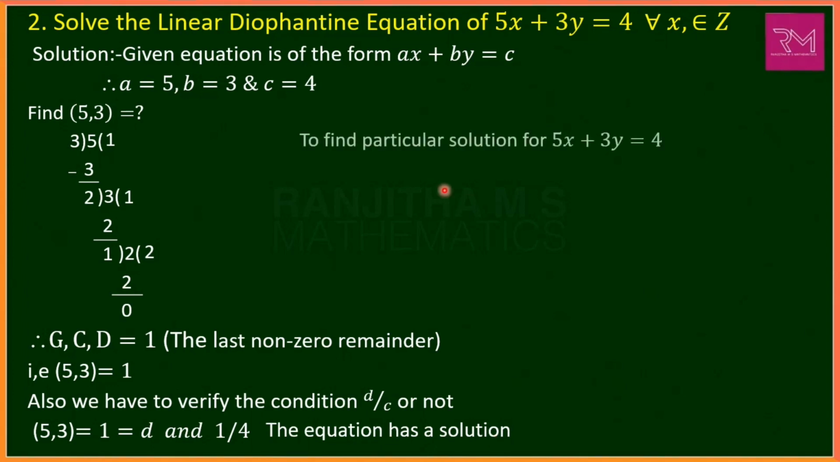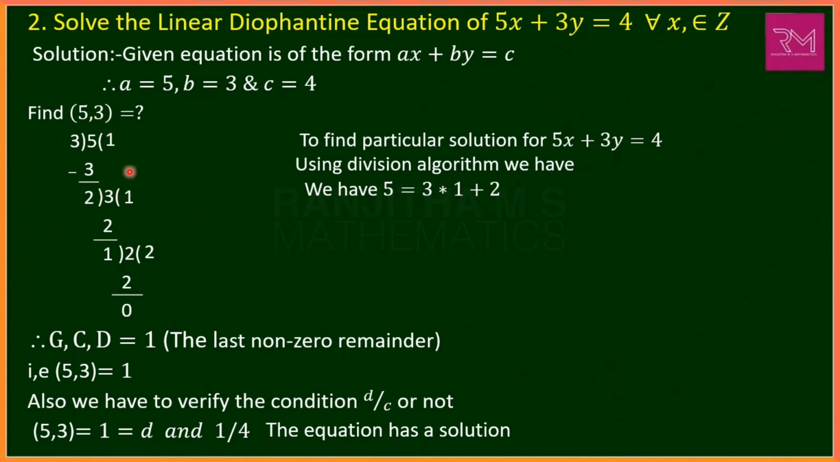Next step, we have to find the particular solution for the given equation. That is, to find the particular solution for 5x plus 3y equal to 4. Here, to find the particular solution, we have to apply the division algorithm method. Using the division algorithm method, we can write 5 is equal to 3 into 1 plus 2. By the division algorithm method, we write the dividend as divisor into quotient plus remainder. So that is the division algorithm method.